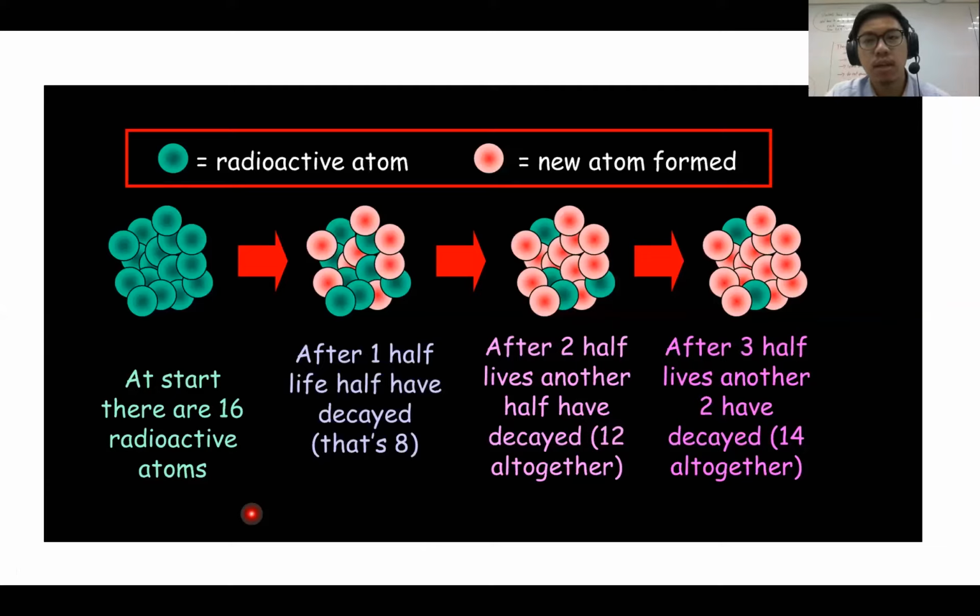And this is an example of what happens inside the radioactive isotope in terms of its atoms when it is decaying. At the start there are 16 radioactive atoms, and then after one half-life, half of them have decayed, so that becomes 8. After two half-lives, another half have decayed, so you are left with 4 atoms. And then after 3 half-lives, another 2 have decayed, so you now have less than what you have in the beginning.